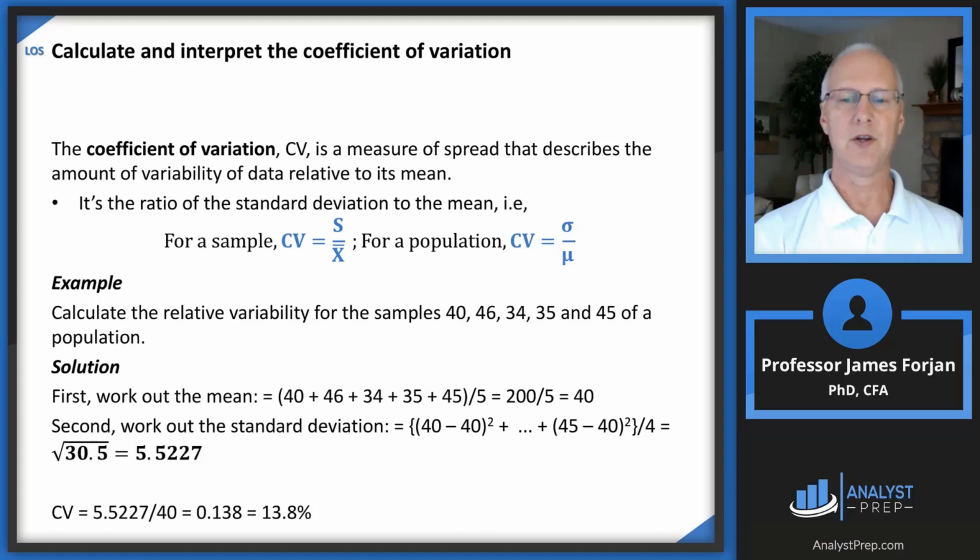And then we continue to do this. 46 minus 40 squared plus 34 minus 40 squared, etc. And so we get a standard deviation of about 5.5. So we put that in the numerator, we divide by the mean, so we get a coefficient of variation of 13.8%.